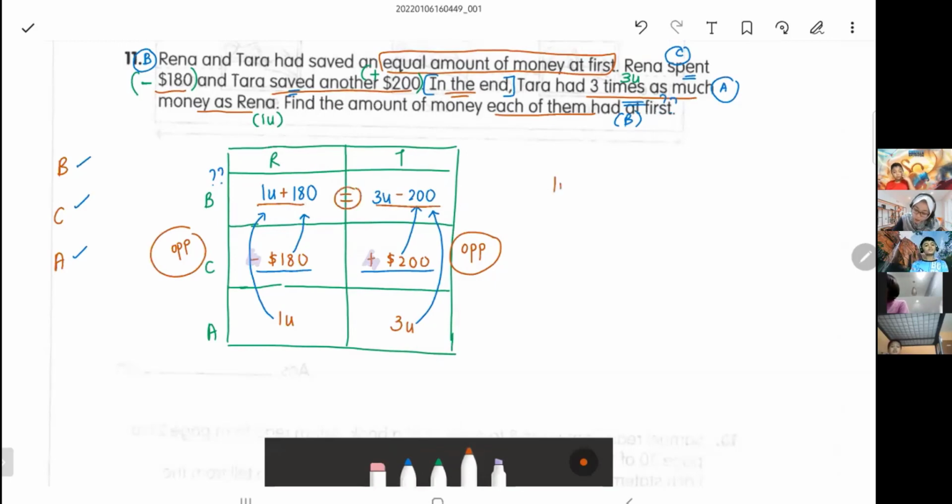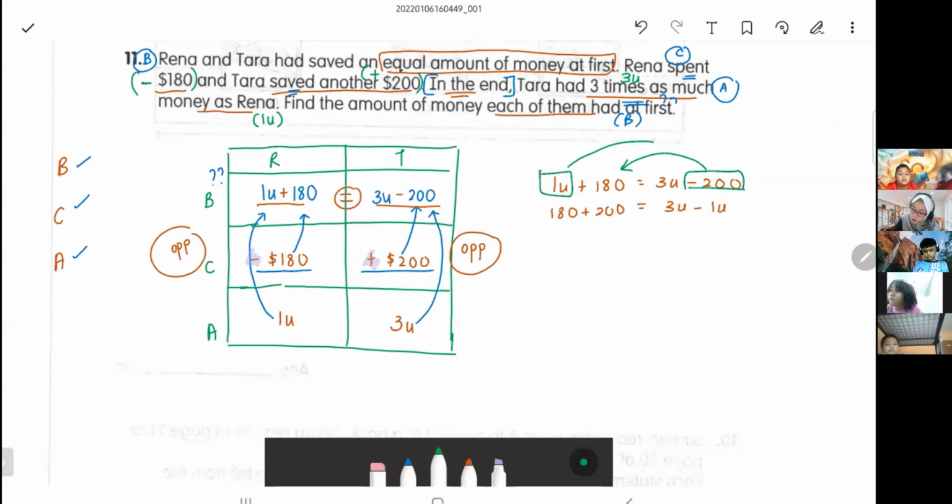Pluck it out, rewrite. 1 unit plus 180 is equal to 3 units minus 200, like that. Okay, I will put all the units to one side. So 3 units minus 1 unit equals 180 plus 200. Can you see that whatever I do here, the minus 1 unit and 180 is because of the movement of them? They have to move over to the other side. So that's why it's opposite, right?